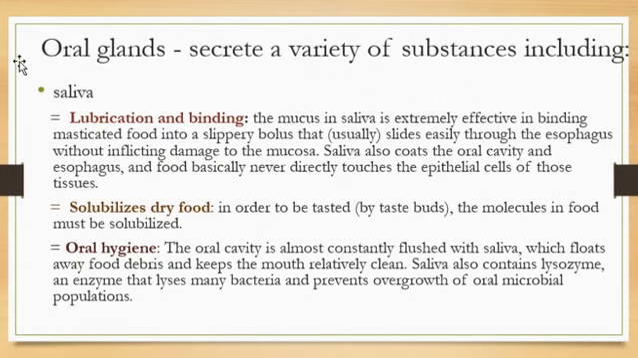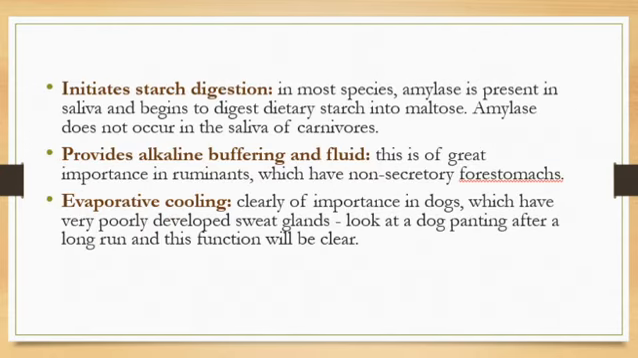Oral glands secrete a variety of substances including saliva, and saliva could be used for lubrication and binding, solubilized dry food, and also oral hygiene. Because if you have saliva, it would also prevent further accumulation of bacteria, because through salivation, it will wash out the bacteria going to your stomach.